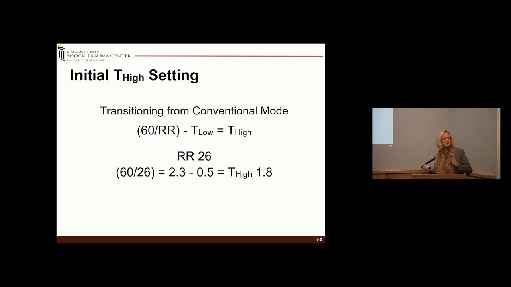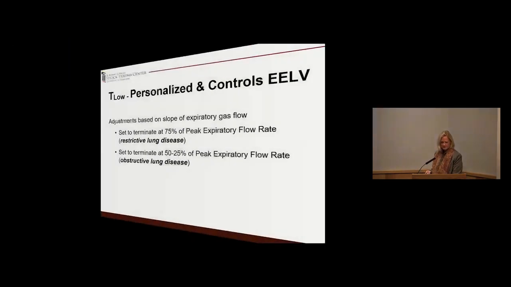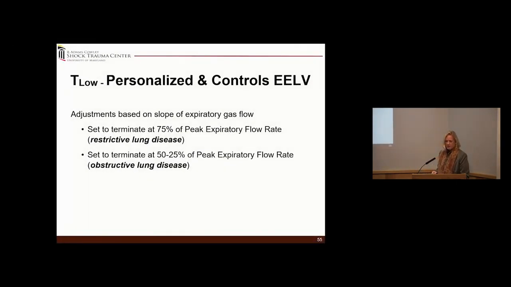For the T-low, you can guess, 0.5, 0.6, somewhere around there. It doesn't have to be exact, but just use 0.5. Subtract that, that's going to be your T-high. Very easy. Really easy to set. You get your first blood gas. You can either go up or down from there. And as Luigi also said, personalization, and that's what we're looking at.